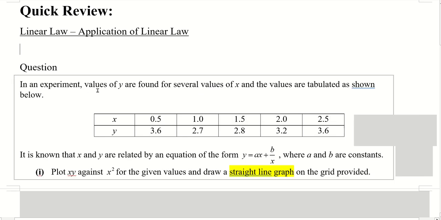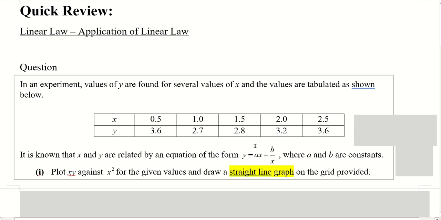So in an experiment, values of y are found for several values of x, and then the values are tabulated as shown here. It is known that x and y are related by an equation of this form, where a and b are constants. So the question says, plot xy against x squared for the given values and draw a straight line graph on the grid provided.